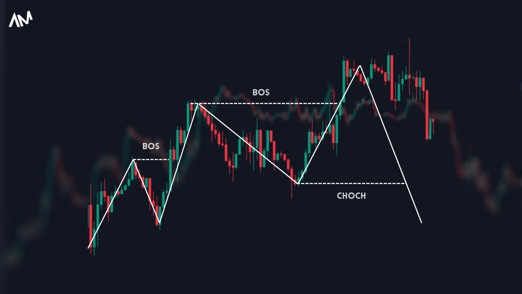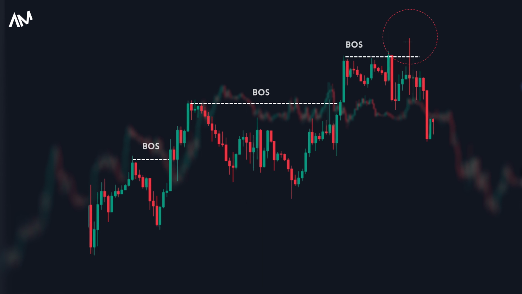It's important to note that a break of structure is still considered valid, even if the market wicks above the higher high in the demand zone that was created; it will still be a valid trading opportunity. However, to confirm a change of character, a candlestick needs to break and close below the higher low.